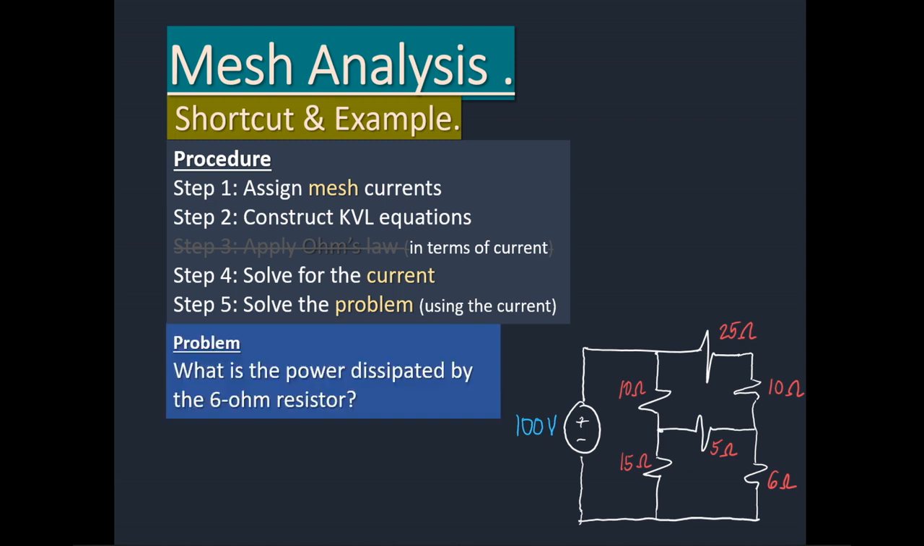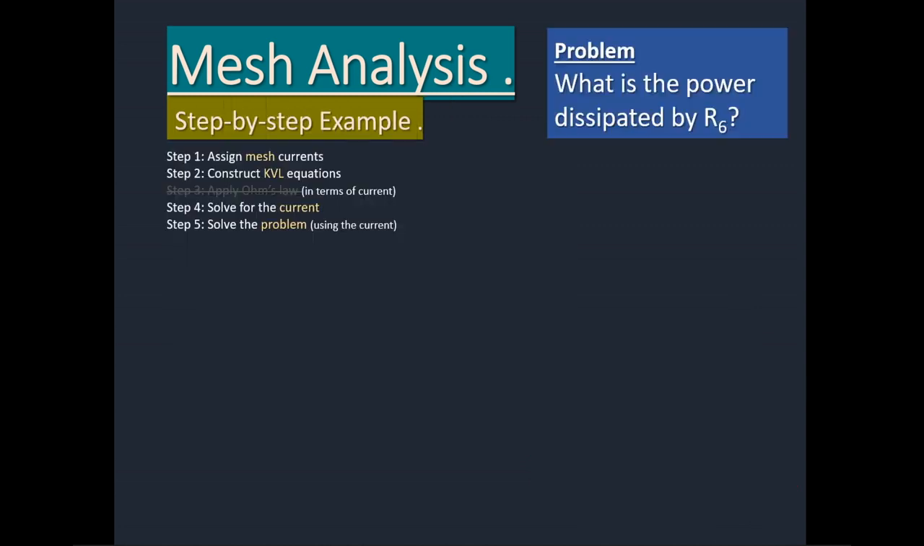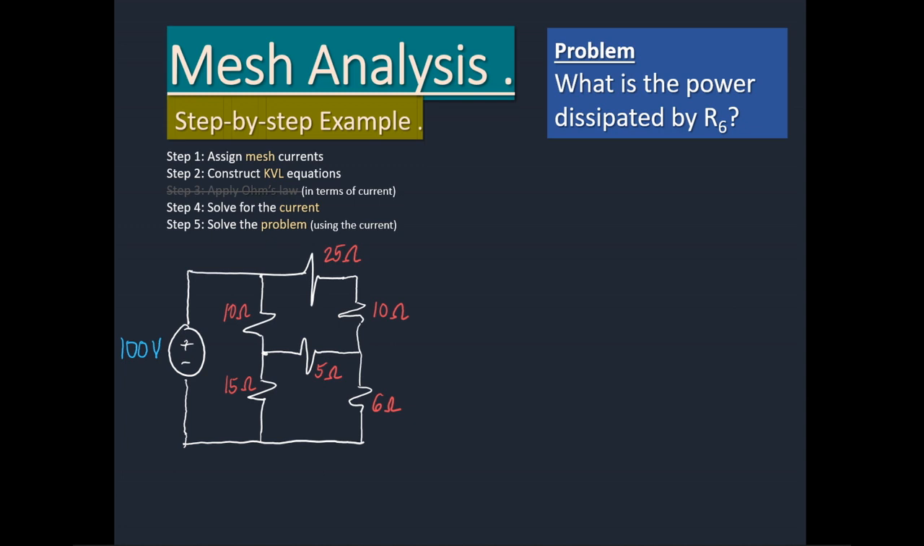Okay, so now we have the given resistor values, and also the voltage source, so that we can simulate the process without unknowns, with real values. First step, we assign the mesh currents. So you have I1, I2, and I3.